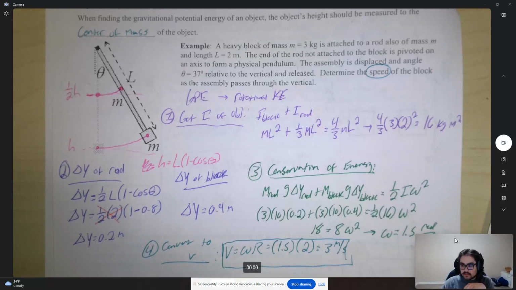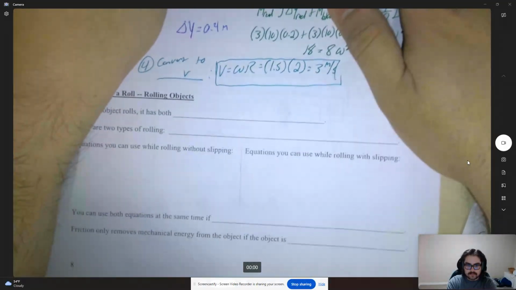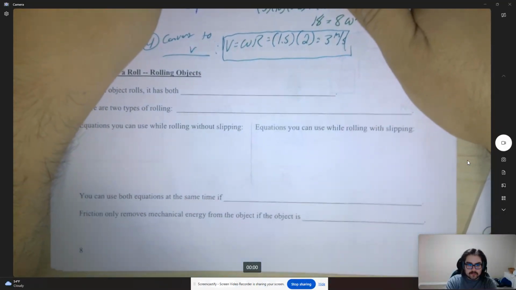Okay, sorry, what you're seeing right now is rotational energy. We're not on that section. We're doing rolling objects, okay? All right, rolling objects.